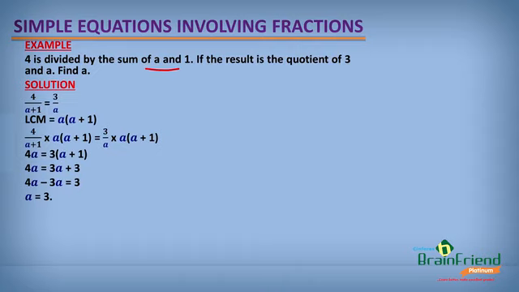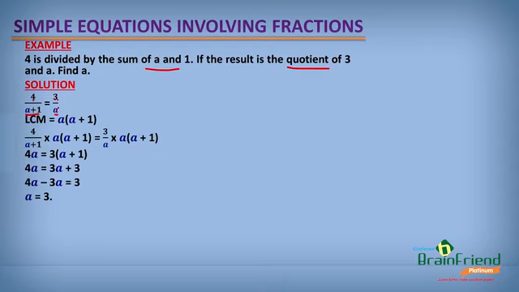Quotient here means divided or division. So we are told from the question, 4 is divided by the sum of a and 1, that is 4 divided by a plus 1. We are told that it's equal to the quotient, that is the division of 3 and a. Find a. So our LCM is a times a plus 1.